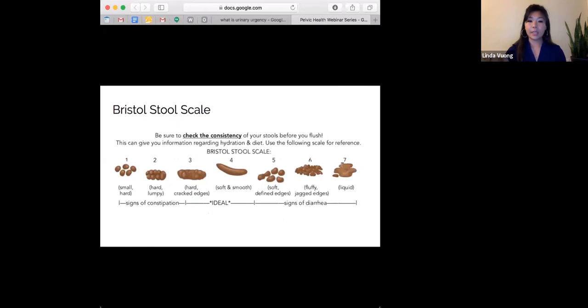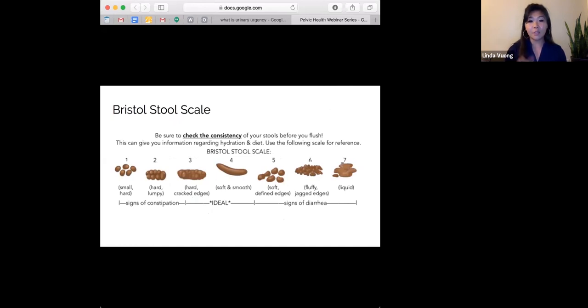So really quick, this is the Bristol stool scale. This helps us figure out where everybody is in their bowel movements. Everybody take a look at the screen and come up with a number that you most commonly register when you flush the toilet.